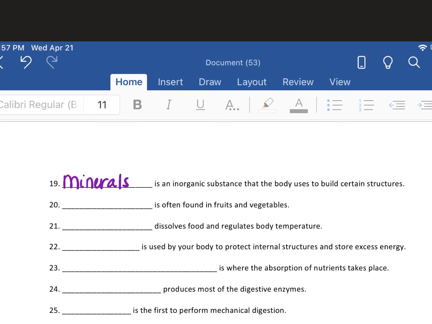Okay. Shh. What is often found in fruits and vegetables? Vitamins. That's why your mommy tells you to eat your veggies.